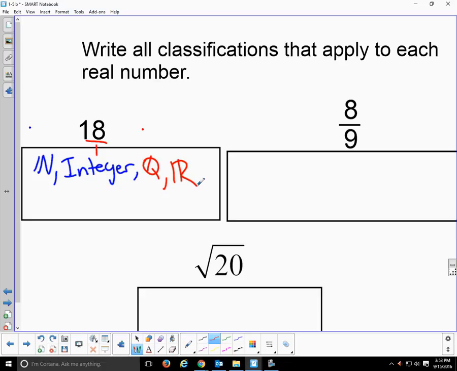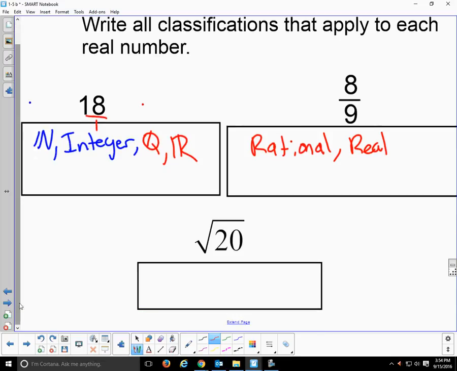All right, let's look at 8/9. Is 8/9 a positive whole number? No. Is it a positive or a negative whole number? No. Is it a fraction? Yes, it is a fraction. So that is a rational number. And it can't be both rational and irrational at the same time. And it's also real. It's also a real number.